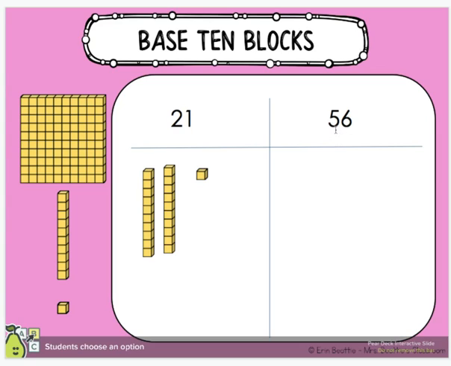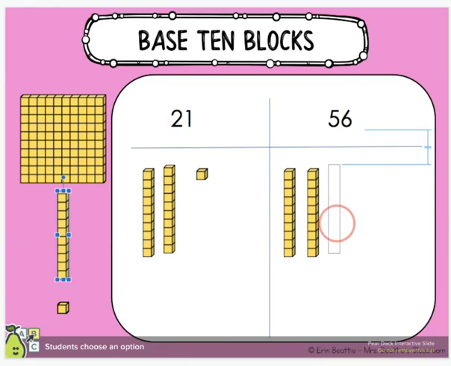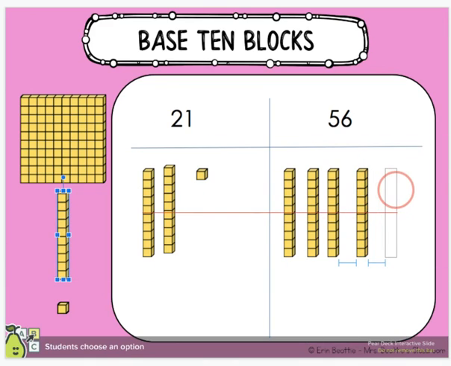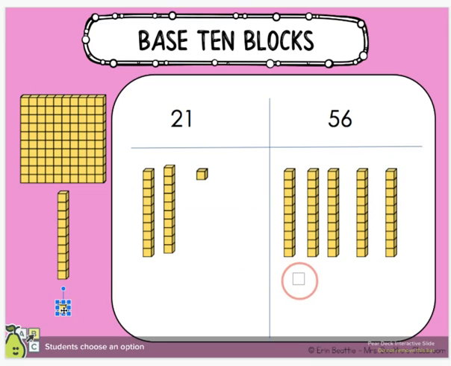Over here I have the number 56. Again, I break down my number by place value. I have 5 tens and 6 ones. So I'm going to put 5 tens. So I have 1, 2, 3, 4, 5, and then I have 6 ones. 1, 2, 3, 4, 5, 6.